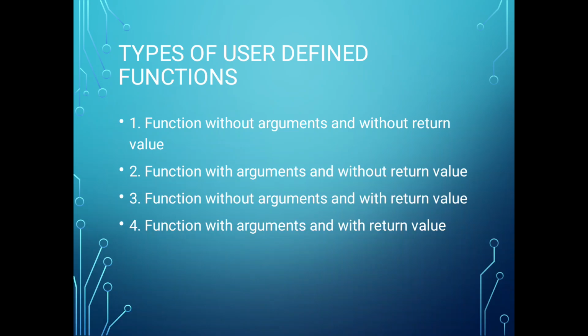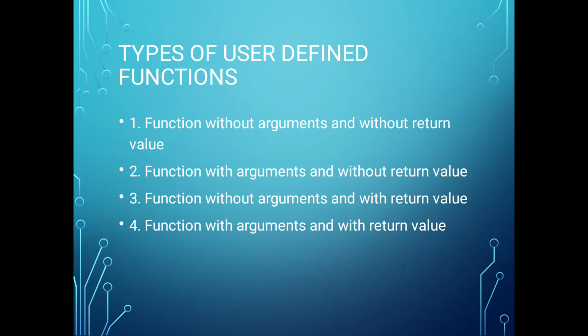The types of user-defined functions, there are basically four types: functions without arguments and without return value. It means our function does not pass any argument nor does it return any value. Function with arguments and without return value. Function without arguments and with return value. Functions with arguments and with return value.